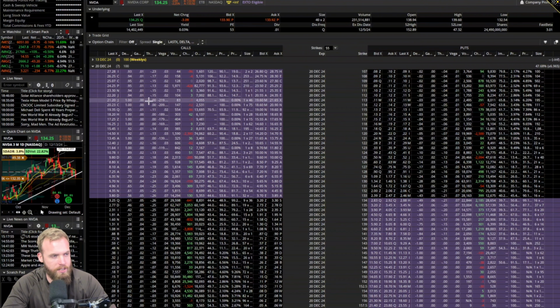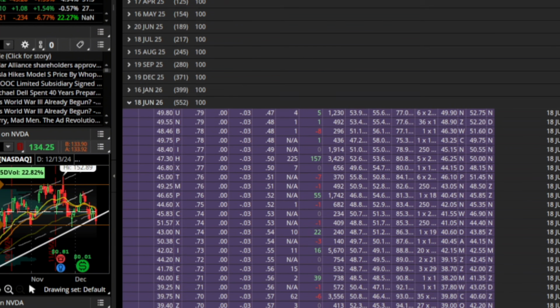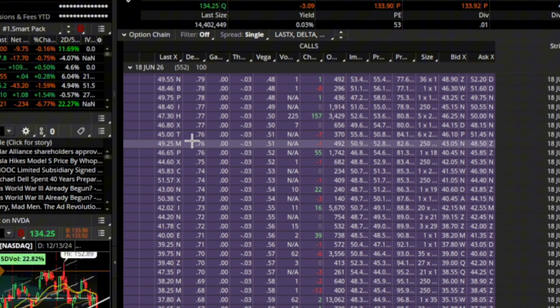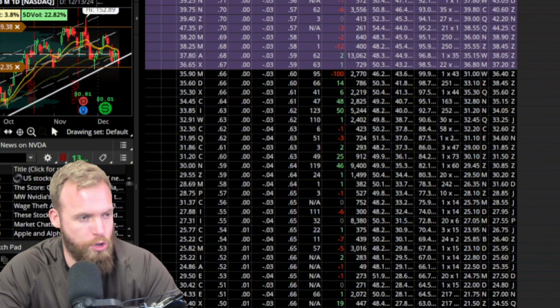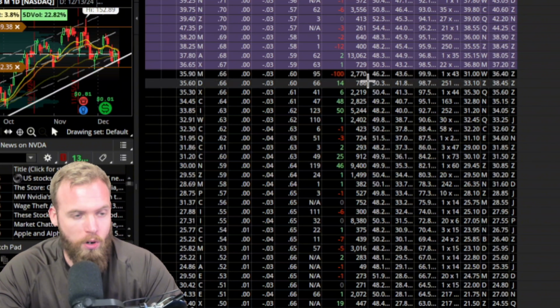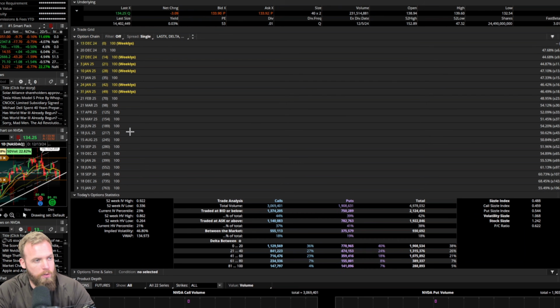Delta is agnostic to time frame, meaning if I go out 500 days, these will still have all different kinds of deltas. They'll be skewed differently. This is because of volatility. Don't necessarily go super far into detail on that, but you'll notice that the at the money for the strike, the 134, is actually 66 delta. But you'll notice that delta is whatever it is.